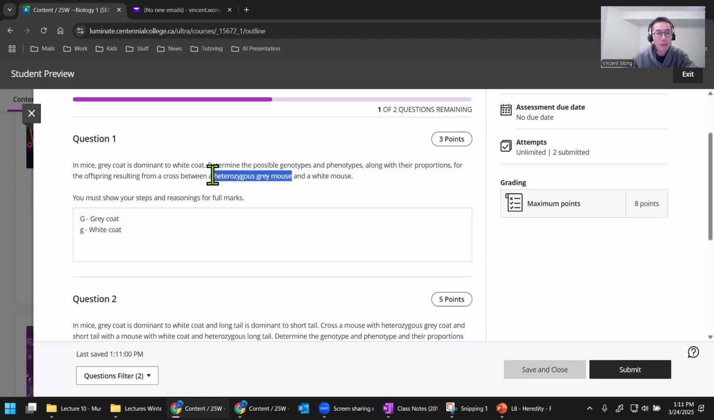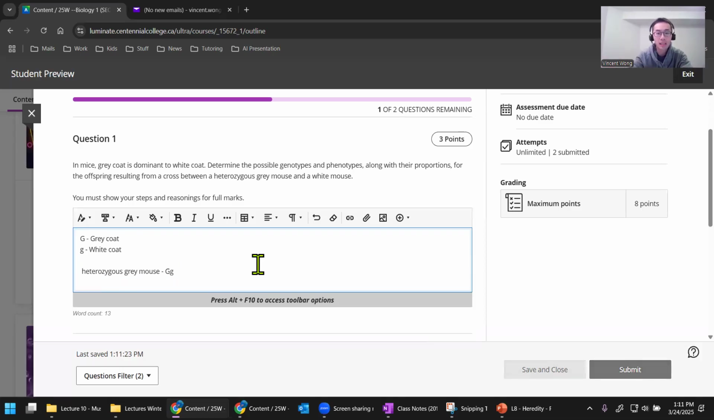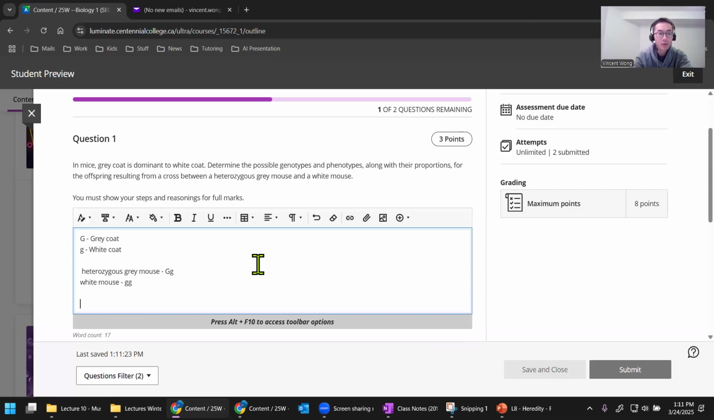So you can copy it if it's easier. Control C to copy and then you paste it here. Heterozygous gray. What is heterozygous gray? What's the genotype here? Well, heterozygous is different. So big G, small g, and then the white mouse is small g, small g. So you're like big G, small g, cross, small g, small g. Okay, so up to here, 1 mark.